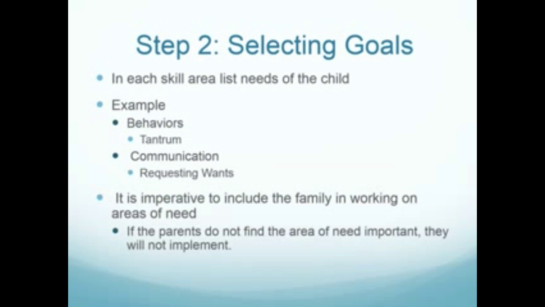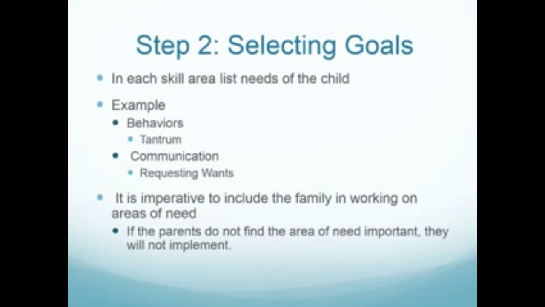This is still step 2. So in each skill area, list the needs of the child. So for example, behaviors, they tantrum; communication, requesting wants. And that's where this little cheat sheet type thing I made may come in handy for you. So, selecting goals. Step 2, selecting goals.